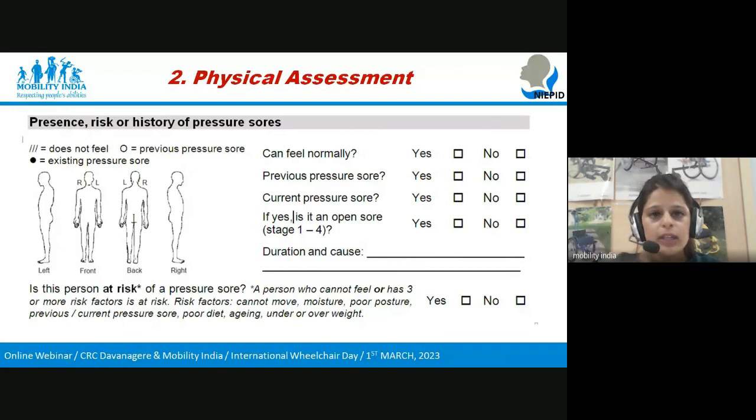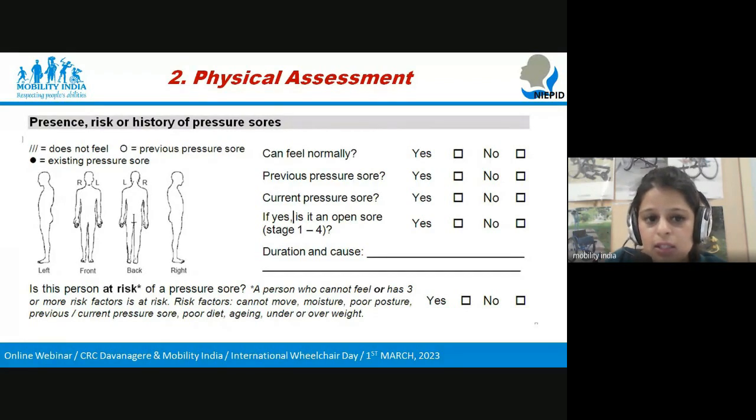Here you note down whether the wheelchair user has a current pressure sore, and if yes, at what stage. If it is stage 1 or 2, it is very important to relieve the pressure in that area. If it is stage 3 or 4, it is better to refer the user to a dermatologist for medical care. Also check for previous pressure sores, where you will see the wound mark. Note down the points and identify the risk factors.